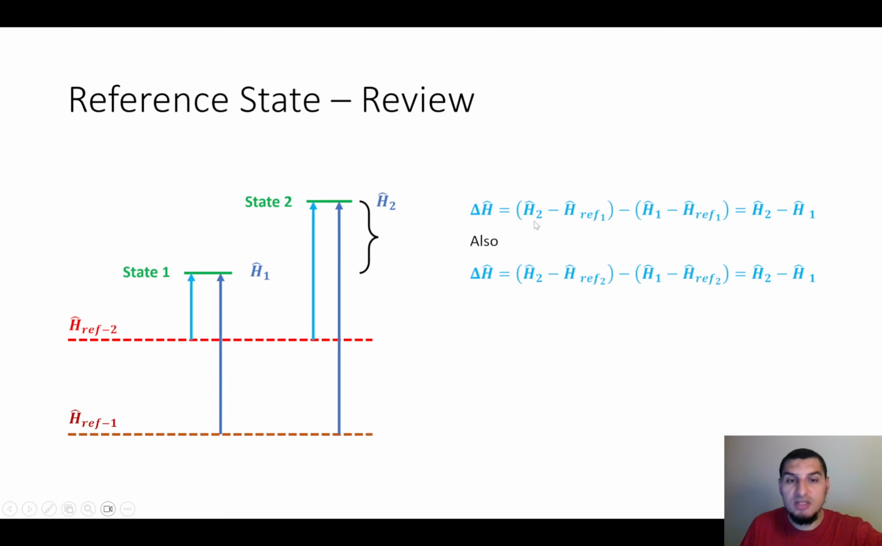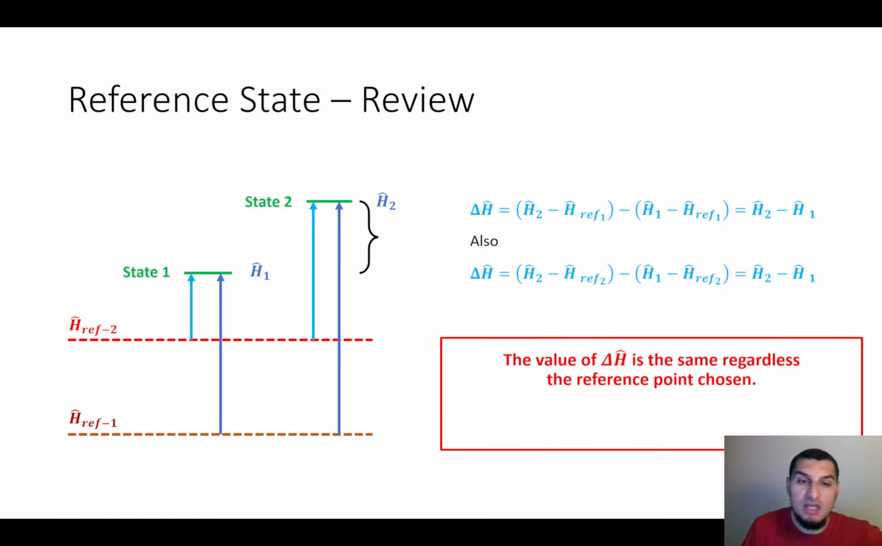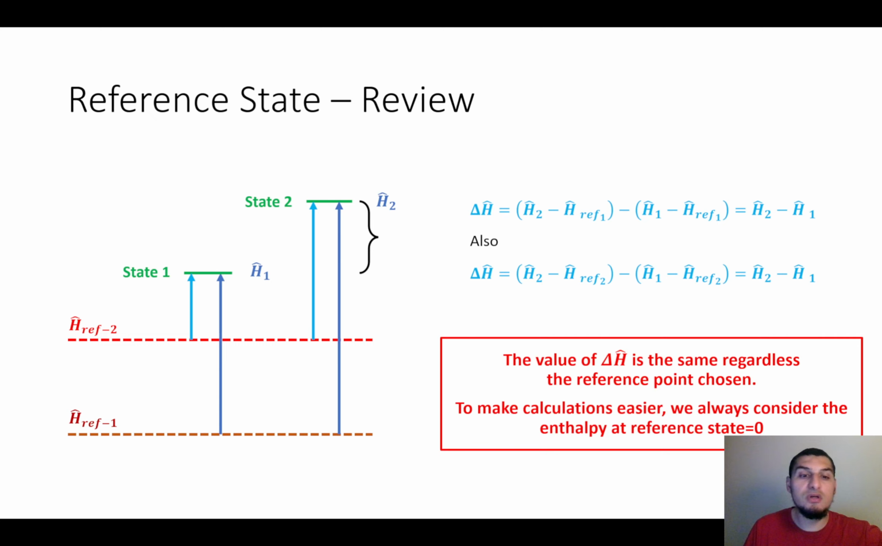So it's either calculated as H2 minus H reference 1 minus (H1 minus H reference 1), which gives H2 minus H1, or H2 minus H reference 2 minus (H1 minus H reference 2), which also gives us the same. So what we learned before is that the value of delta H is the same regardless of the reference point. And to make our calculation simpler, we said that the reference state will have 0 enthalpy. This will make our life much easier.